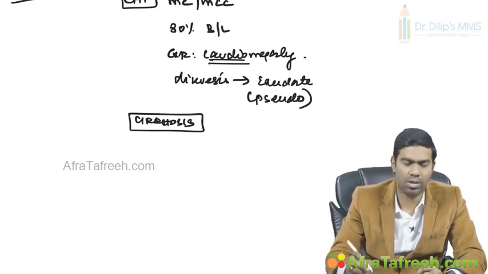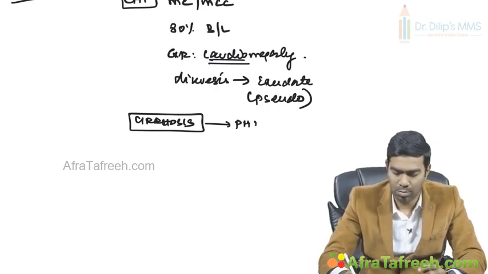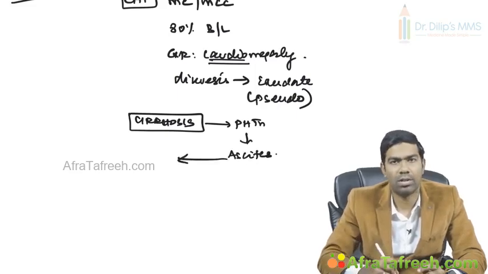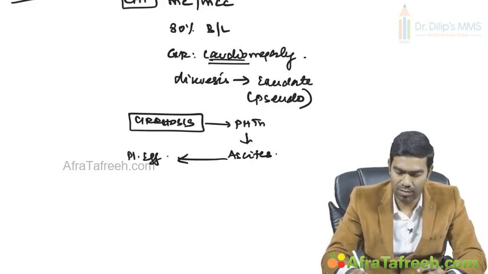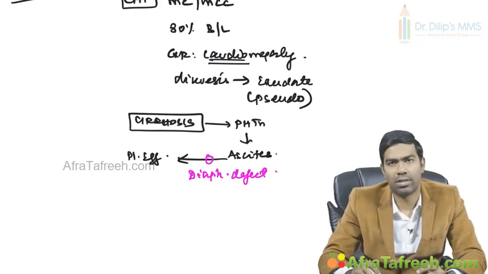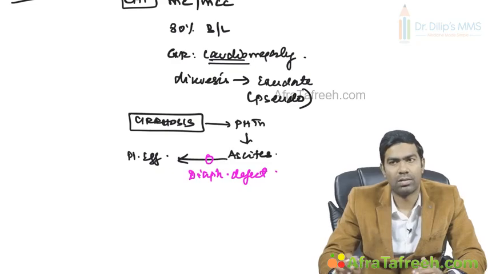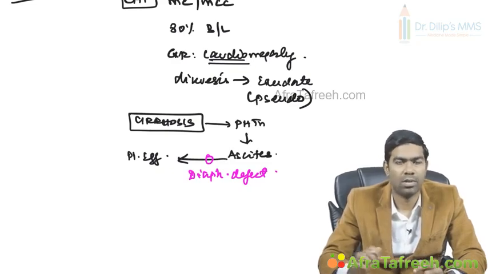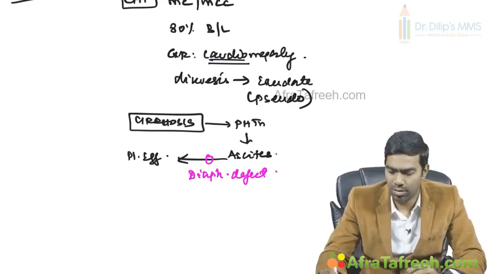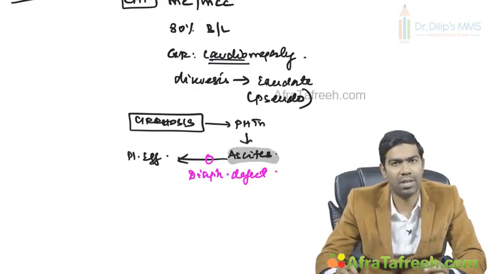Cirrhosis causes effusion usually due to portal hypertension. Portal hypertension causes ascites, and the pleural effusion is due to the ascitic fluid that passes through a diaphragmatic defect. Clear? That is the theory for the pleural effusion due to cirrhosis and ascites. Remember, for developing this pleural effusion, ascites need not be massive. Ascites can be very minimal, and it can happen with minimal ascites also.